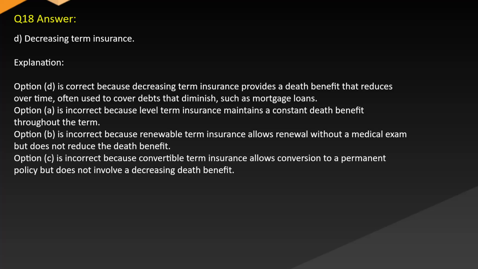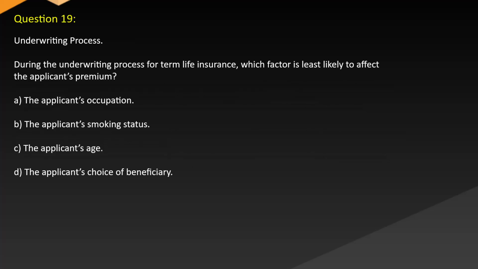Question 19. Underwriting process. During the underwriting process for term life insurance, which factor is least likely to affect the applicant's premium? A. The applicant's occupation. B. The applicant's smoking status. C. The applicant's age. D. The applicant's choice of beneficiary.